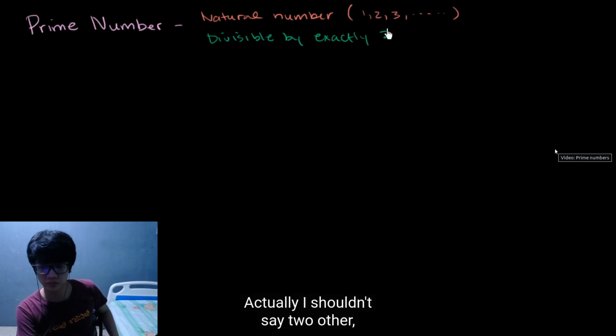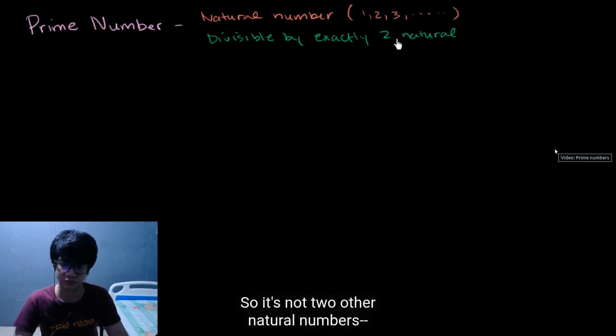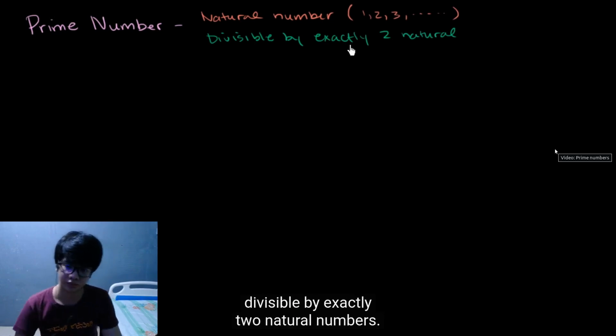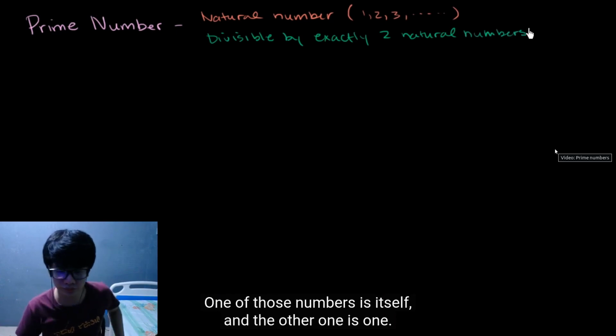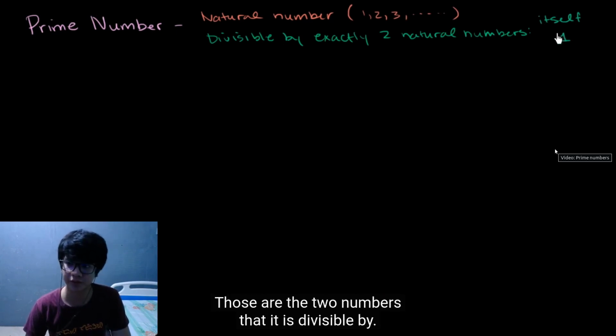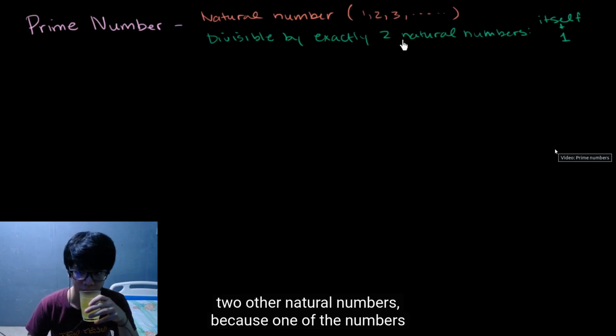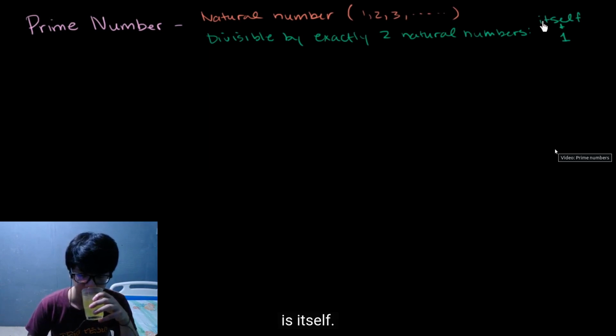Actually, I shouldn't say two other. I should say two natural numbers. So it's not two other natural numbers, divisible by exactly two natural numbers. One of those numbers is itself, and the other one is 1. Those are the two numbers that it is divisible by. And that's why I didn't want to say exactly two other natural numbers, because one of the numbers is itself.